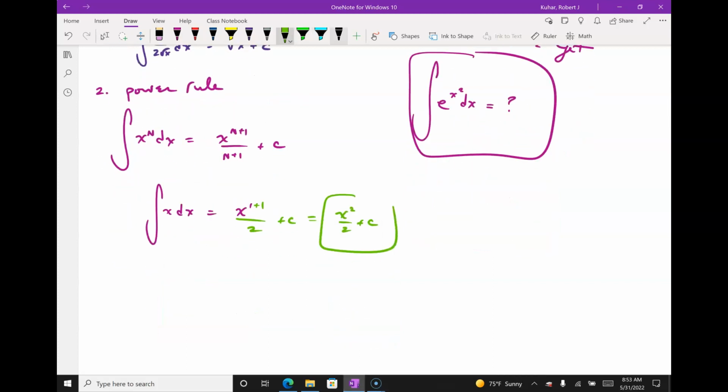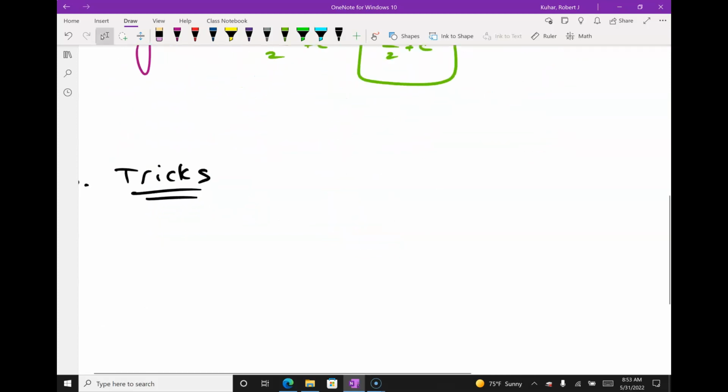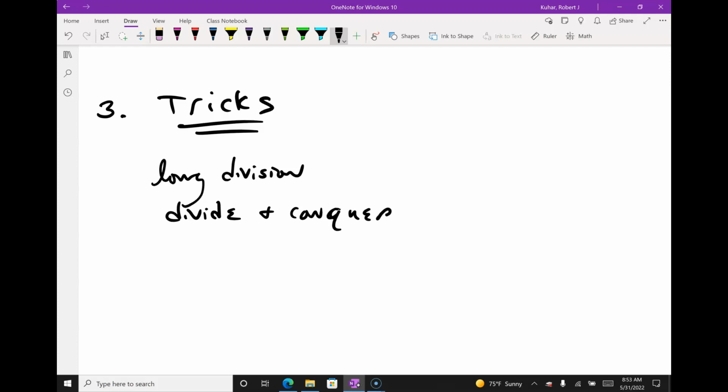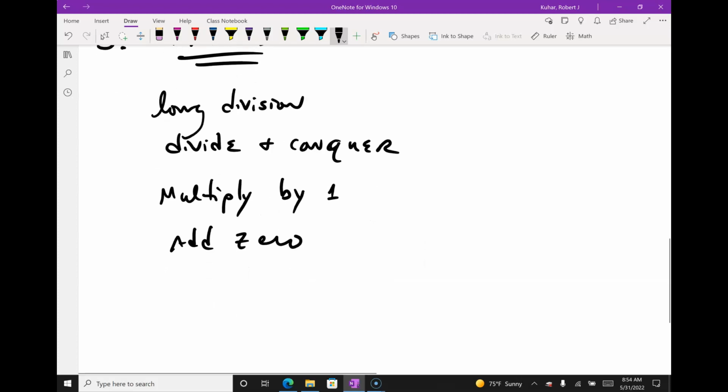Next, my third level here are just a couple of little tricks. I might not put them all there. I might come back later and say, oh, this is another trick. So like a big trick would be long division. Divide and conquer. And you'll see all of them as we go. I probably won't give you a demonstration of all of them right now. Multiply by 1. Add 0. I might be missing something, but I'll do one real quick.